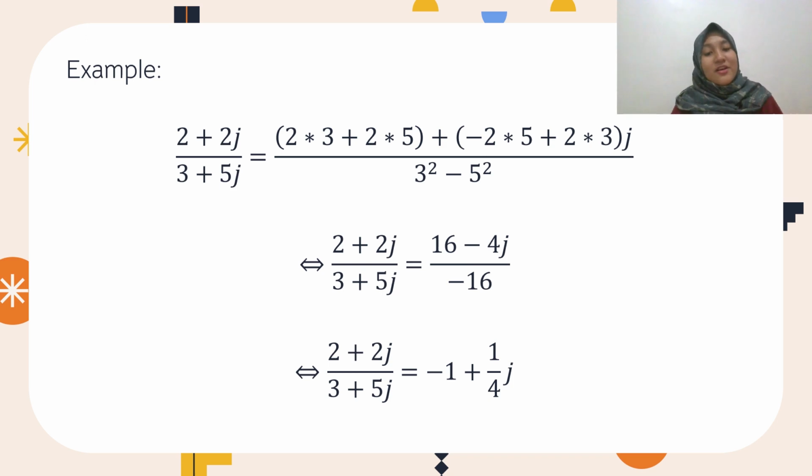The next is the example of the division of complex numbers. So (2 plus 2i) over (3 plus 5i) equals (2 times 3 plus 2 times 5) plus (minus 2 times 5 plus 2 times 3) times i over 3 squared minus 5 squared, equals 16 minus 4i over negative 16. And it is equal to minus 1 plus 1 over 4 i. So that's all about the operating properties of mathematics on complex numbers.